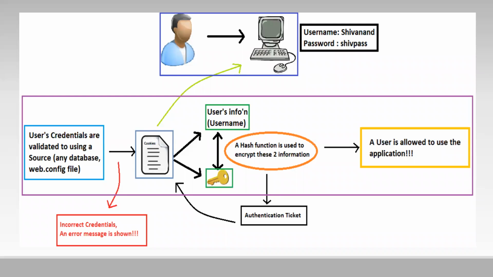Here you can see an example. We have a user with the name Shivanand and password ShiftPass. The user credentials are first validated against a source, like a config file as mentioned, or a database. If they are incorrect credentials, an error message is shown. If they are valid credentials, they are stored in a cookie on the client machine. Then a hash function is used to encrypt this information, which is an authentication ticket. And then the user is allowed to use that application or access that application's portal.